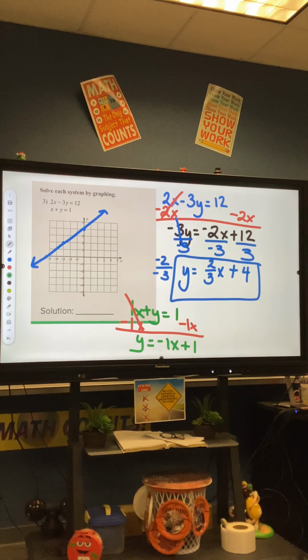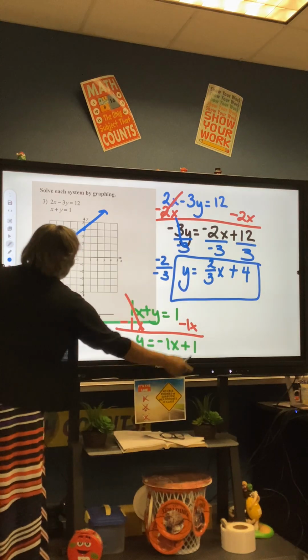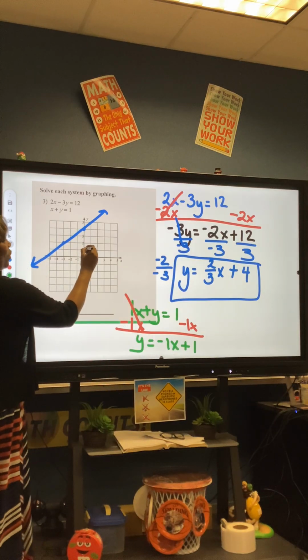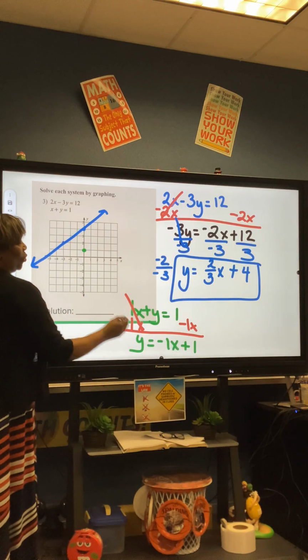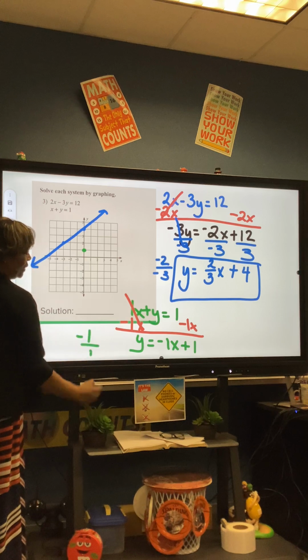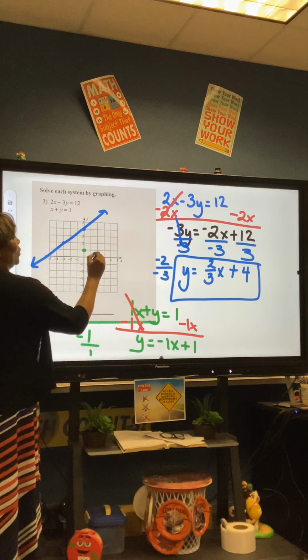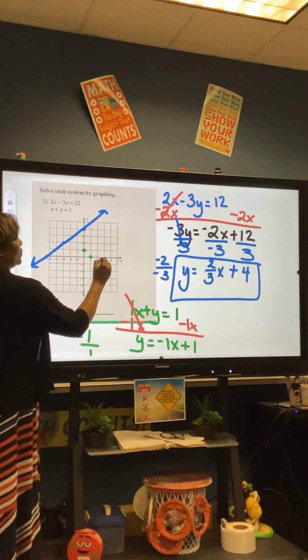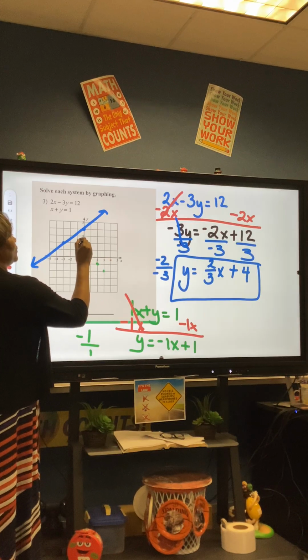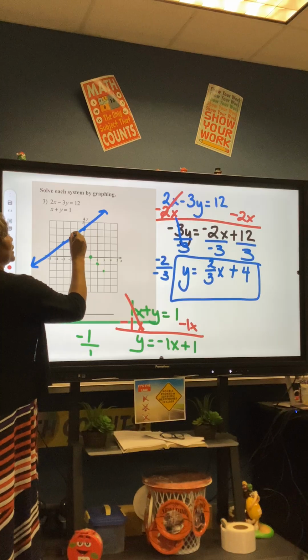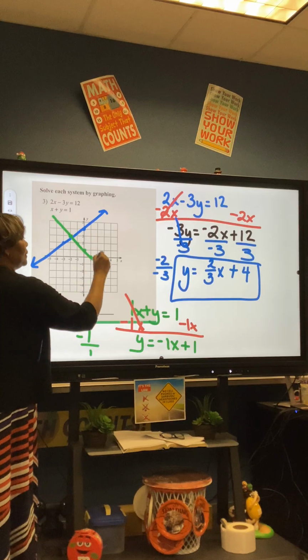Now, let's go and graph this. You start at a positive 1. That's your y-intercept. You go down 1, 1 to the right. Down 1, 1 to the right. Do it till you can't do it anymore. Up 1, 1 to the left. Up 1, 1 to the left.